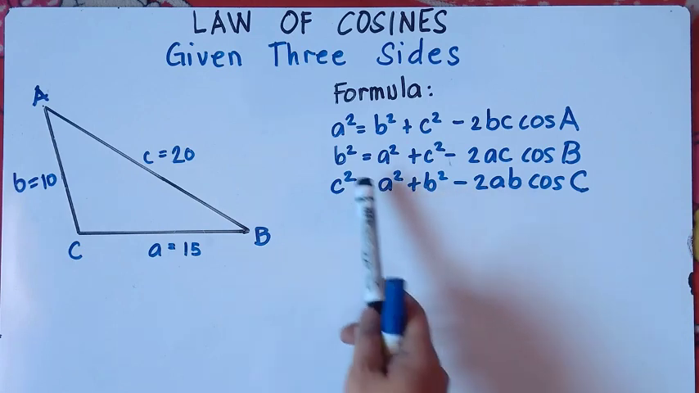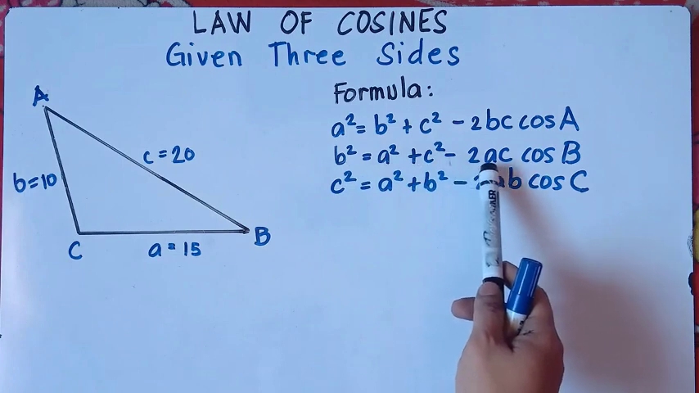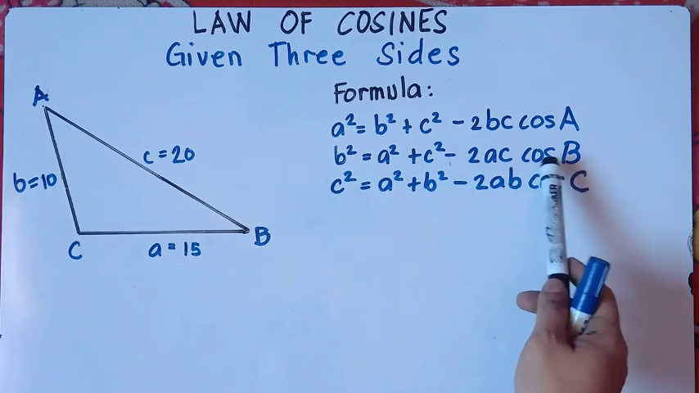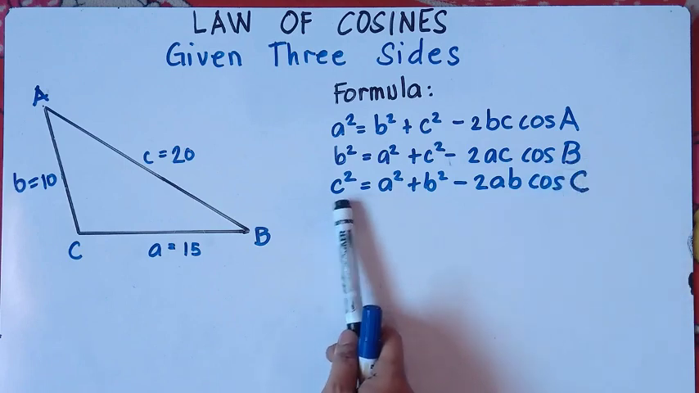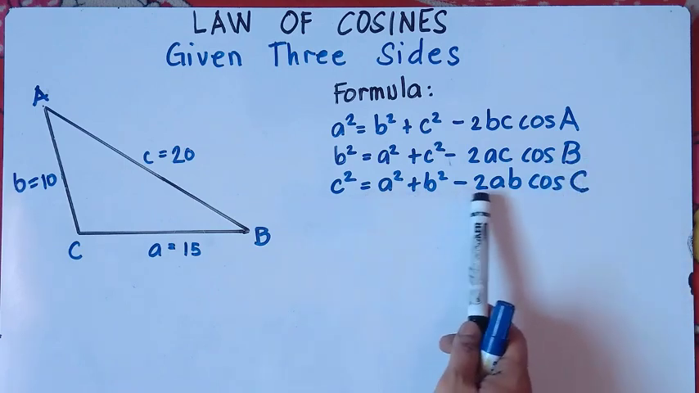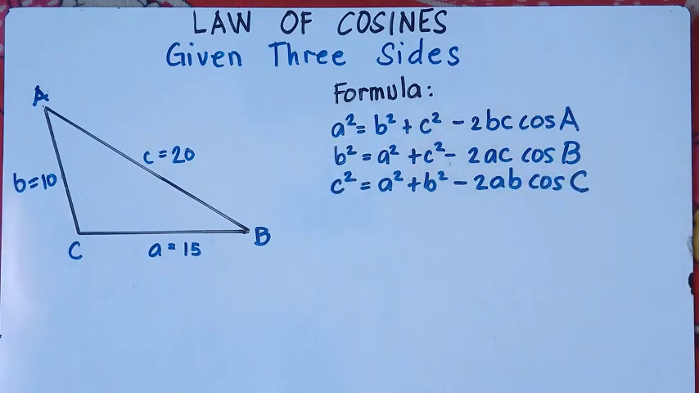Okay? So let's have b squared equals a squared plus c squared minus 2ac cosine B. So cosine B is the big angle, angle B. c squared is equal to a squared plus b squared minus 2ab cosine C. So these are the formulas that you need to memorize.